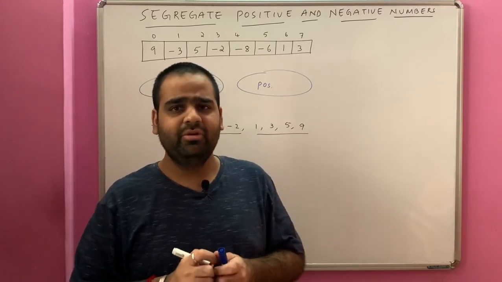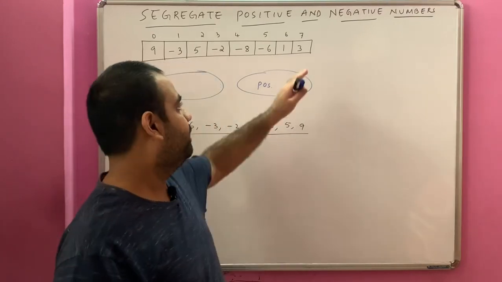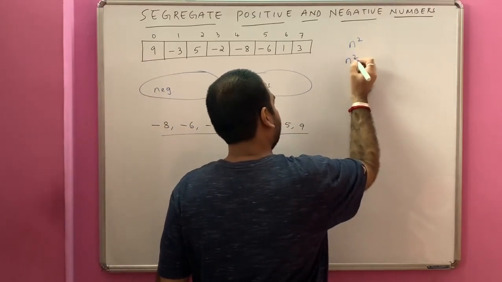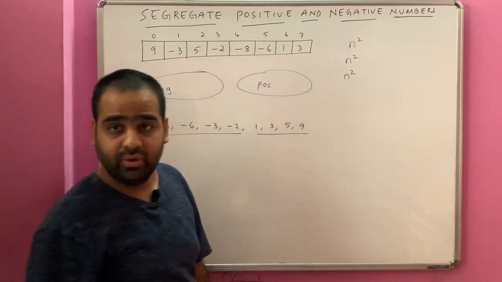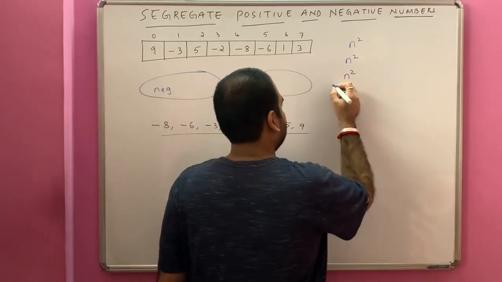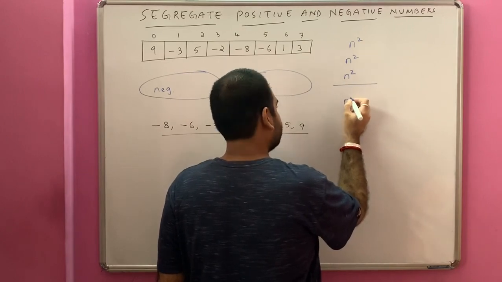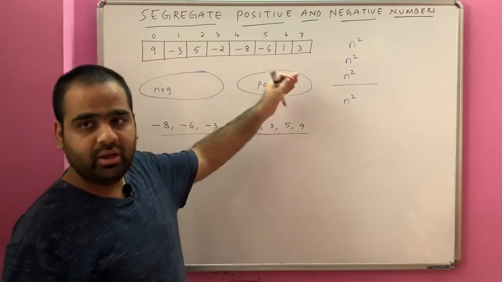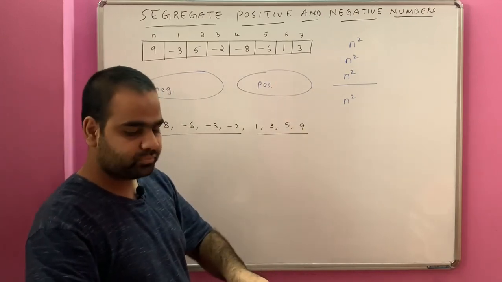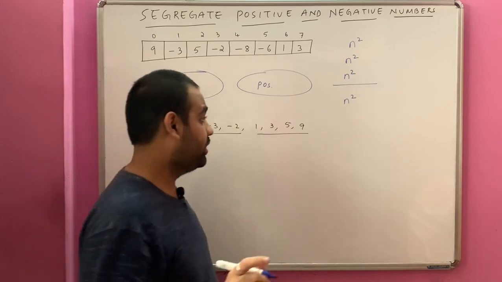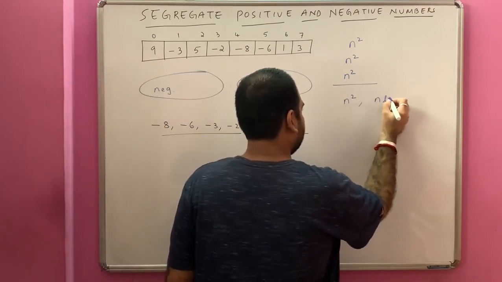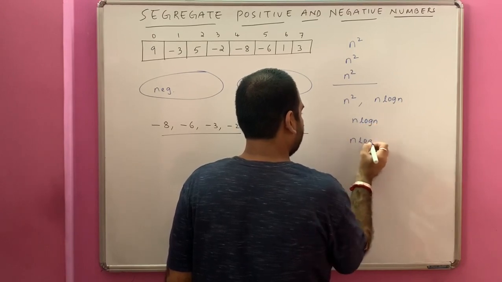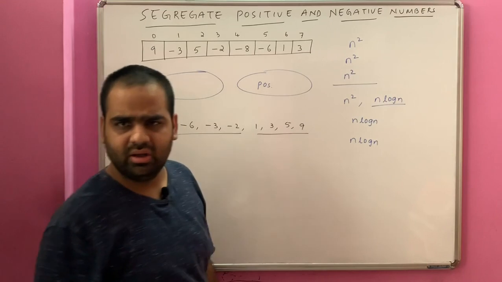Right, done. And which sorting algorithm will you apply? If you apply bubble sort, n square time. Selection sort, n square time. Insertion sort, n square time. Next is quick sort, worst case n square, but average case n log n. Now it is not a sorted array, therefore I can take the average case of quick sort, and it is n log n. If I take merge sort, n log n, and if I take heap sort, n log n. That means you apply quick sort over here, right?